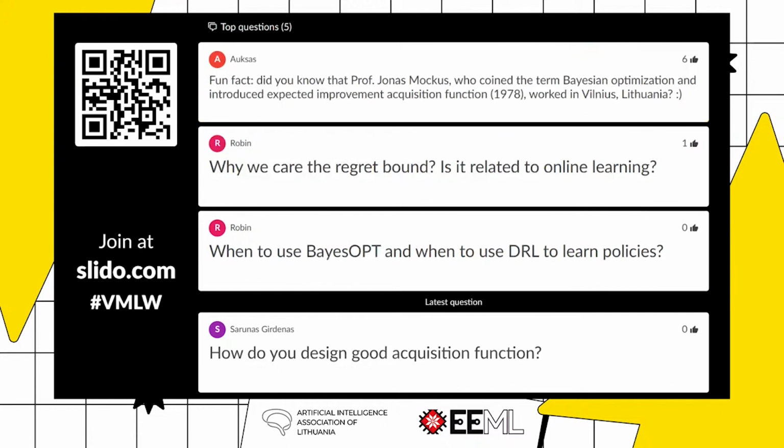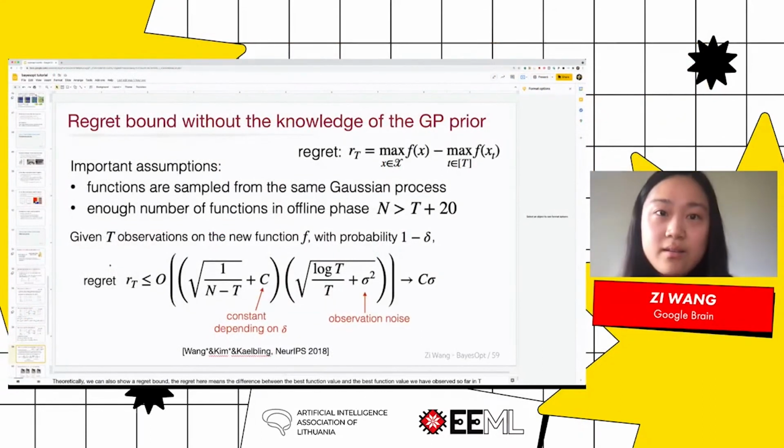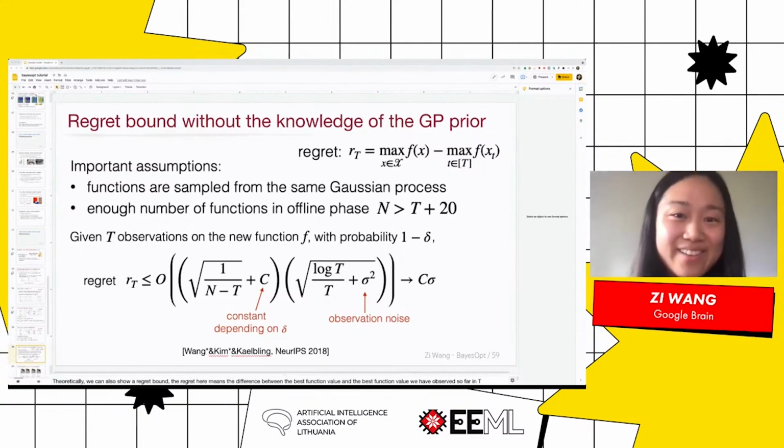Auxis is saying, fun fact, did you know that Professor Jonas Moskus, who coined the term Bayesian optimization and introduced the expected improvement acquisition function in 1978, worked in Vilnius, Lithuania? Sorry, what? Auxis is just sharing this fun fact that the professor who invented the term Bayesian optimization and introduced the expected improvement acquisition function actually worked in Vilnius, Lithuania, where we are doing this machine learning workshop today. Oh, interesting. Yeah, just a fact for trivia. I guess people there can talk to him.